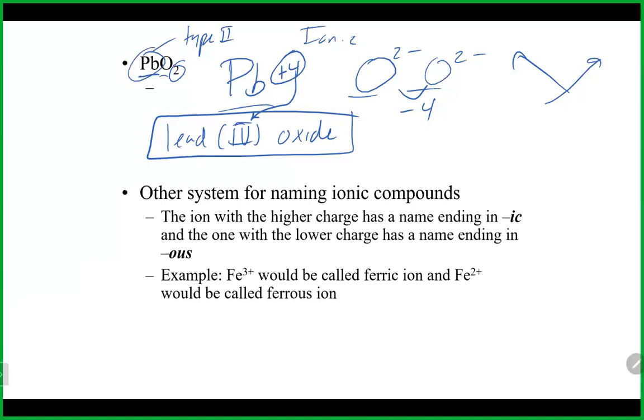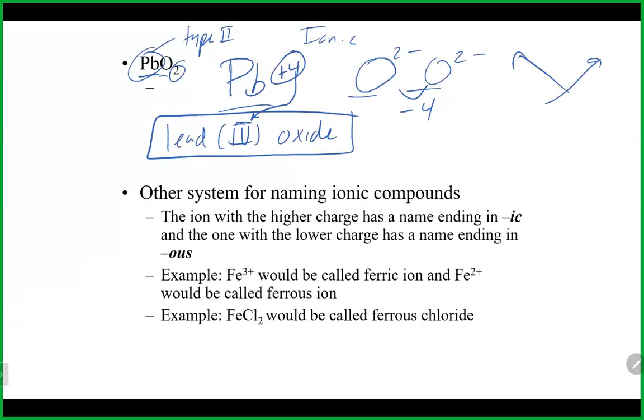Now, there is an older system of naming these type 2 metals, and we're really not going to use it pretty much in this class, but just to give you an idea of that other way of naming, the names will end with -ic or -ous, and they will not use Roman numerals. So the positive ion that has the larger charge will end in -ic. Like you ate too much, it feels icky, right? That's a good way to remember that.